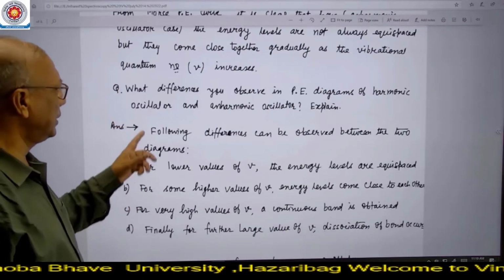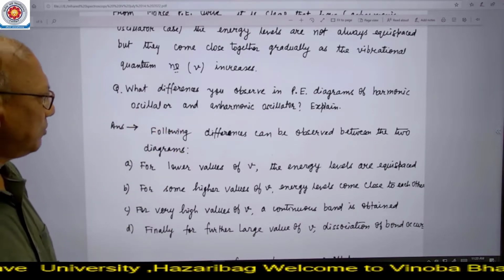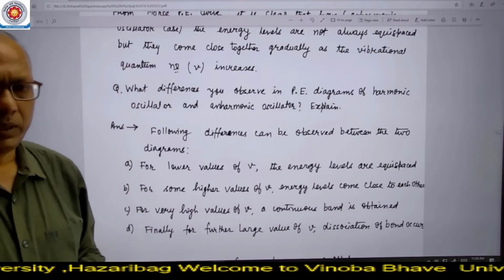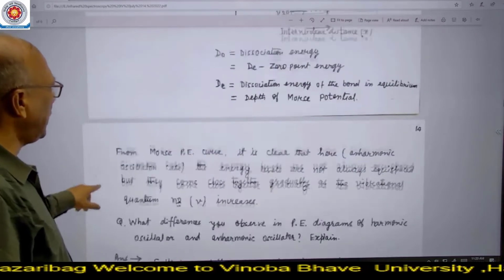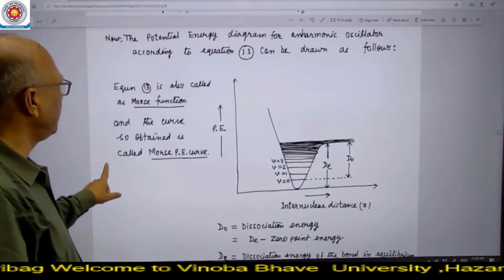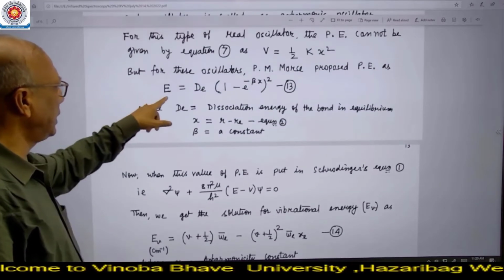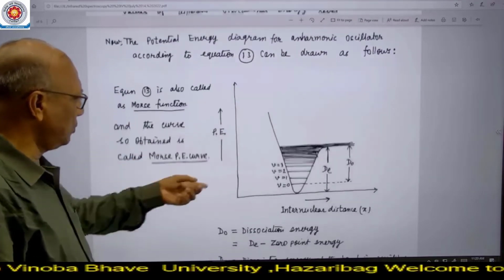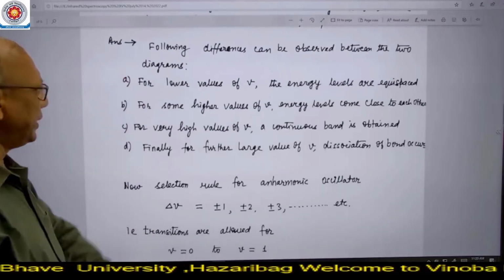So a very important question arises: what differences do you observe in the potential energy diagram of a harmonic oscillator and an anharmonic oscillator? Explain. Generally this question is asked. For answering this question, we will have to draw this diagram, and we will have to write equation 13 and equation 14, and then we will have to answer these points.